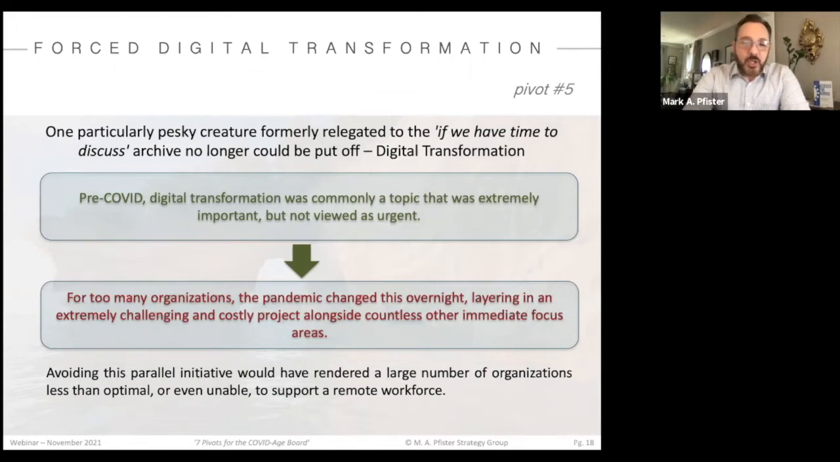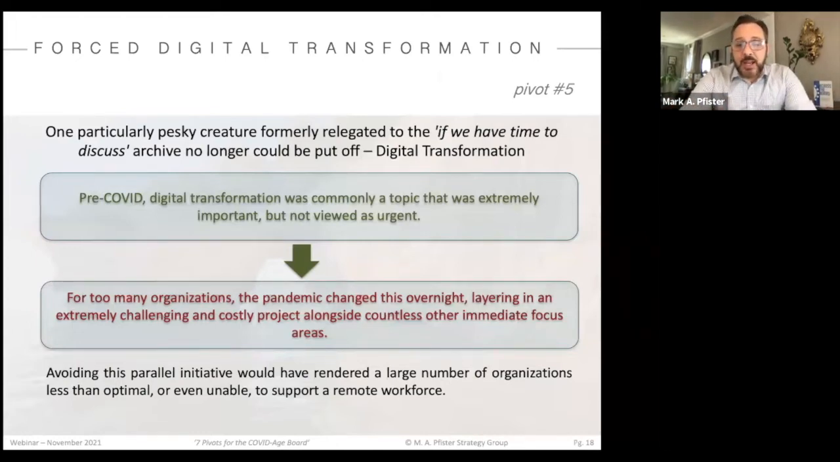So pre-COVID, digital transformation was commonly a topic that was extremely important to boards, but really not viewed as urgent. The organization was still operating, the profitability may have still been there, but for many organizations, this pandemic changed this belief system or understanding overnight, and it layered in another extremely challenging and costly project or focus area alongside countless other immediate focus areas. It just became overwhelming. So the organizations that pushed off their digital transformation were forced to do this at the same time that all of these other focus areas needed attention.